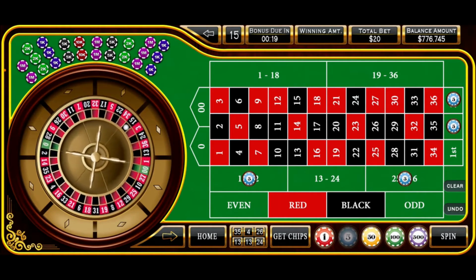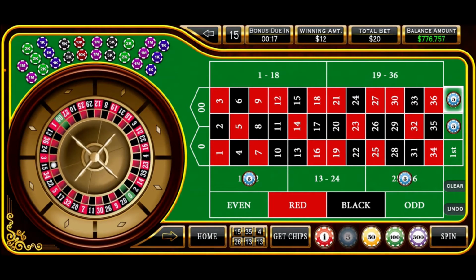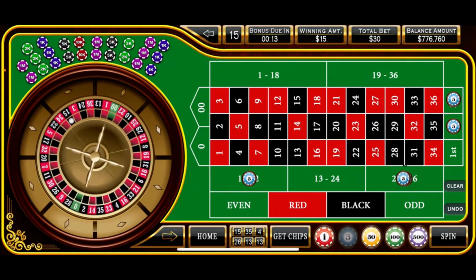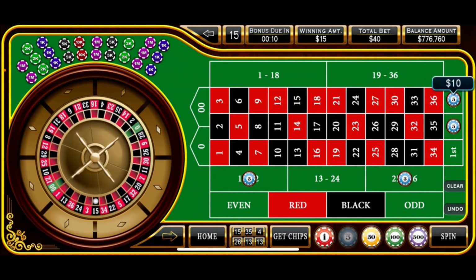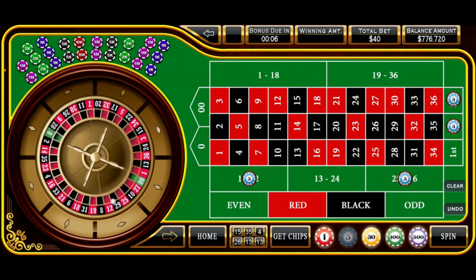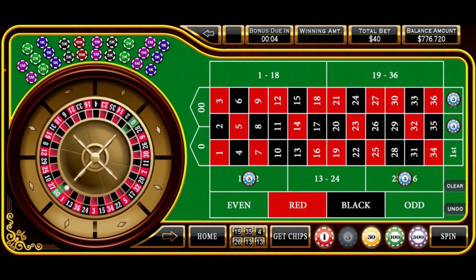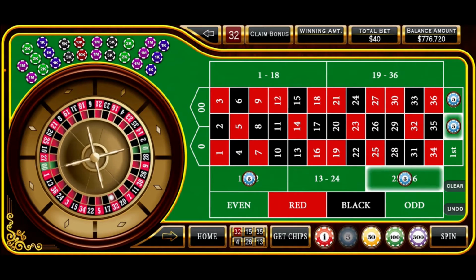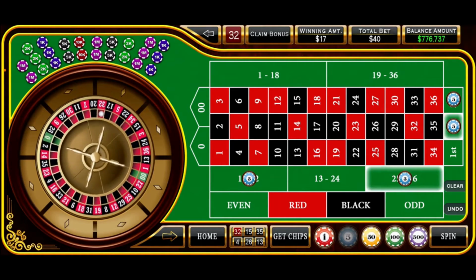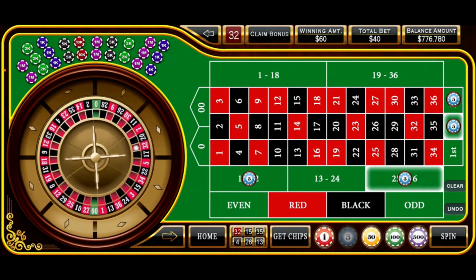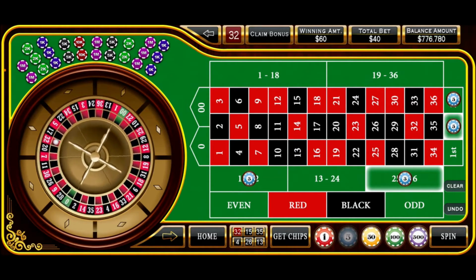And that's 15 black, so that's a small loser there. So we'll increase the bets once again up to 2 units from our base level, so $40 total. We can see that at the top of the screen, $40 total bet, and try to reach that session high once again. So there's 32 red, that is a winner, so that should get us where we need to be. And that's 776,780 now.